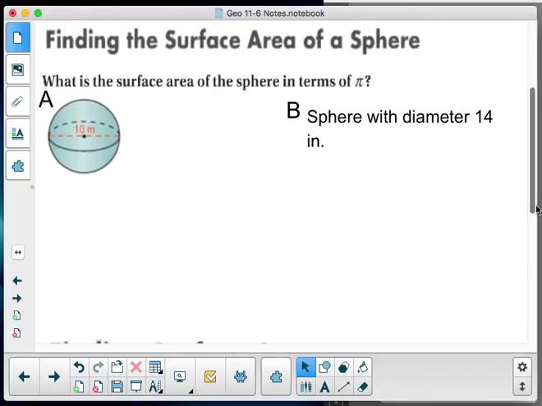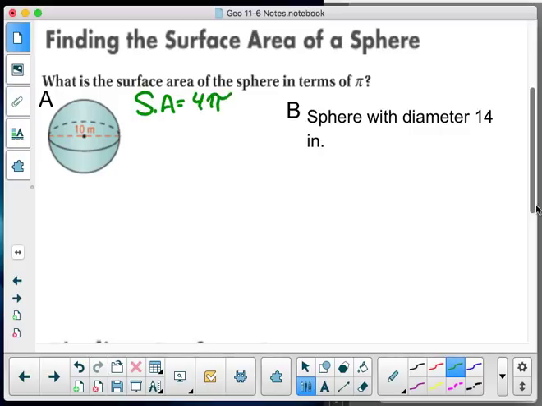Finding the surface area of a sphere. Every time you use a formula, the surface area of a sphere is 4 pi r squared. I need one dimension, I need r, and r happens to be 5. I'm provided a diameter of 10, and half of 10 is 5. So this is 4 pi 5 squared, which is 25 times 4, which is 100 pi meters squared. And that's in terms of pi.